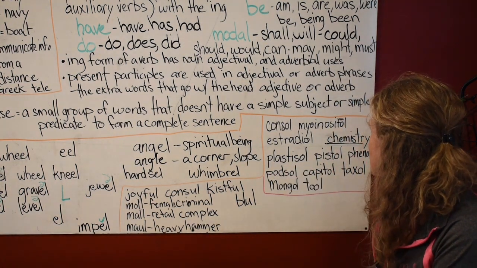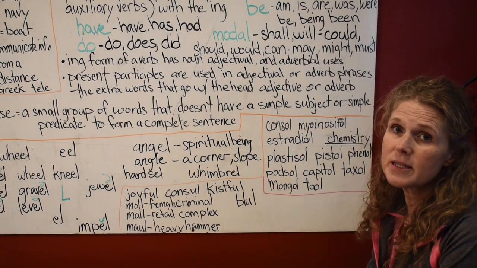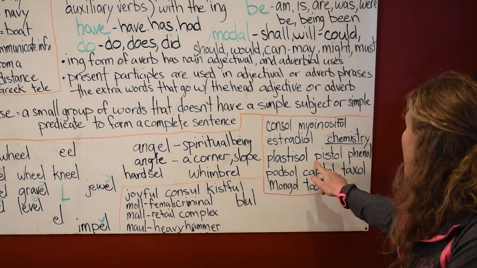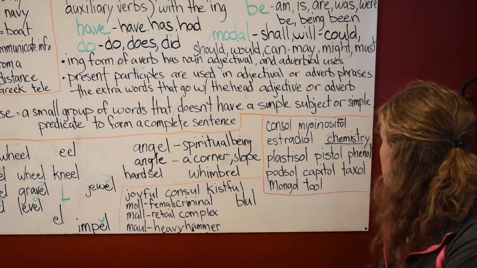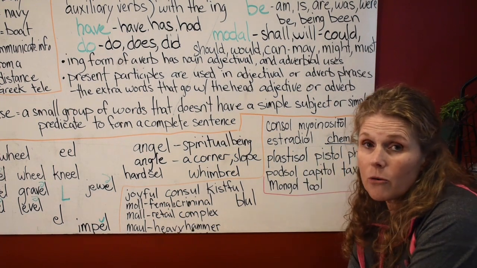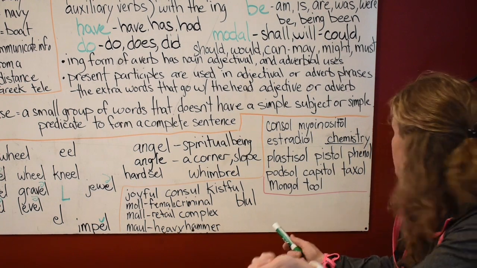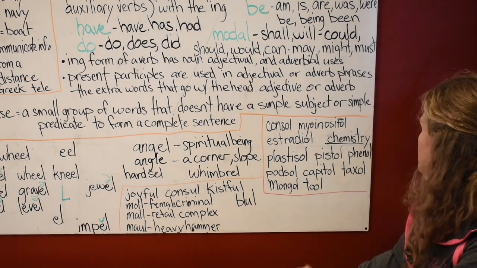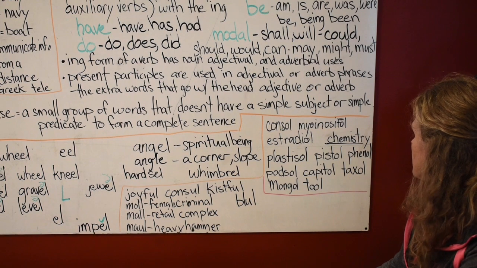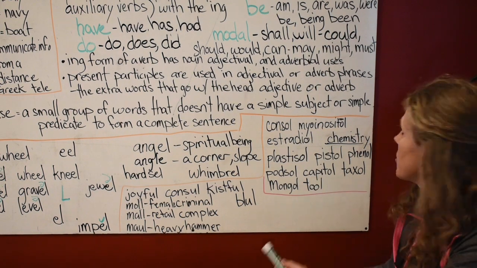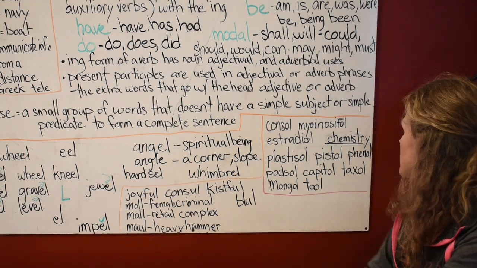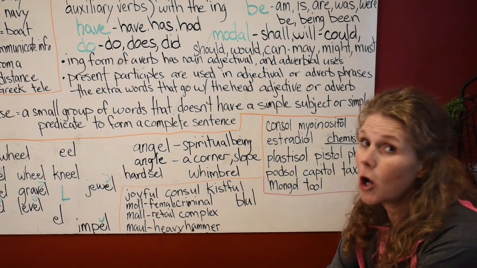Plastisol. Same with this one. That's in the science world. We have pistol. Now this one is in our regular speaking. It's a gun. It's a small handgun. Phenol, pistol, capital, we're going to go over that. That's fun. So that is in our language that we use often.